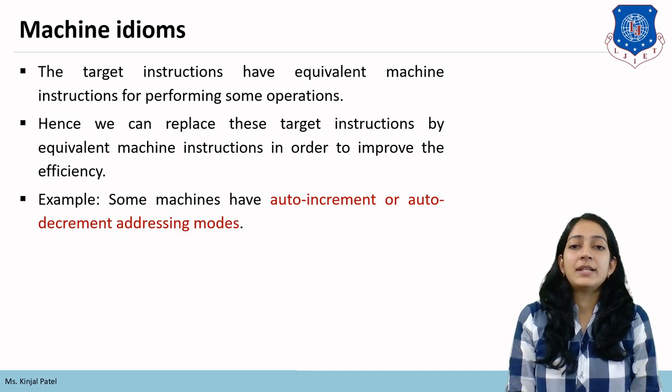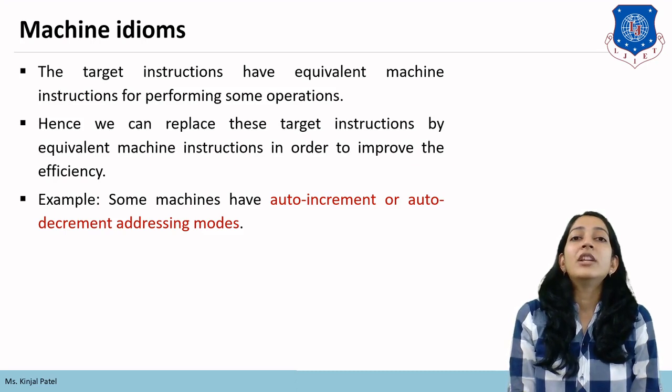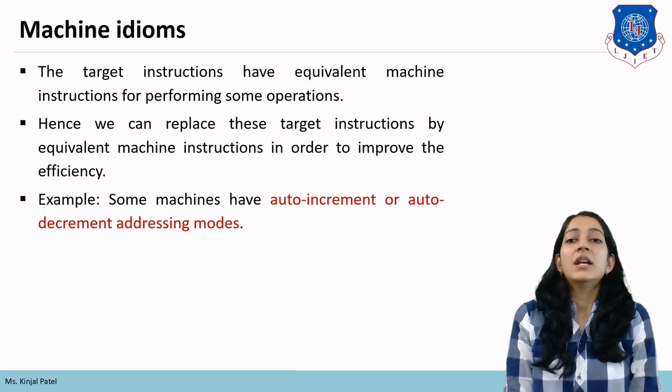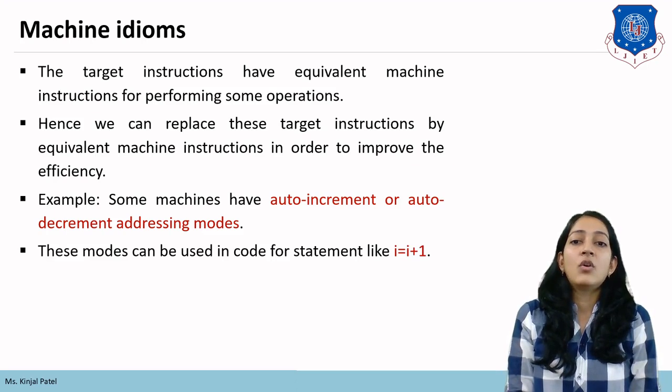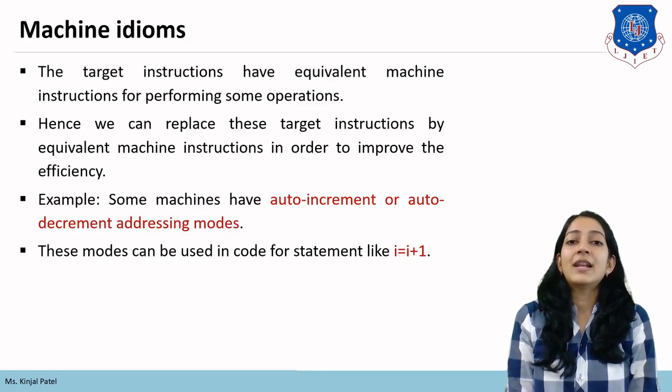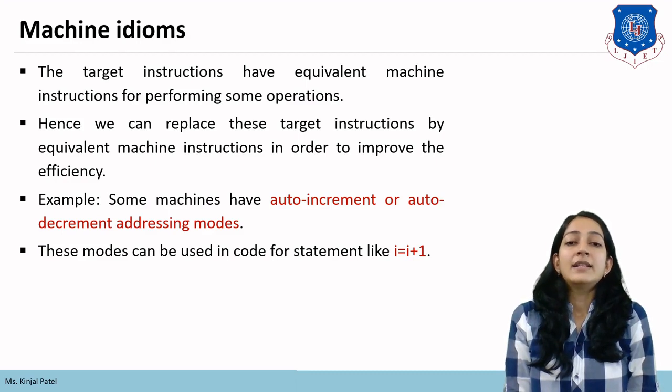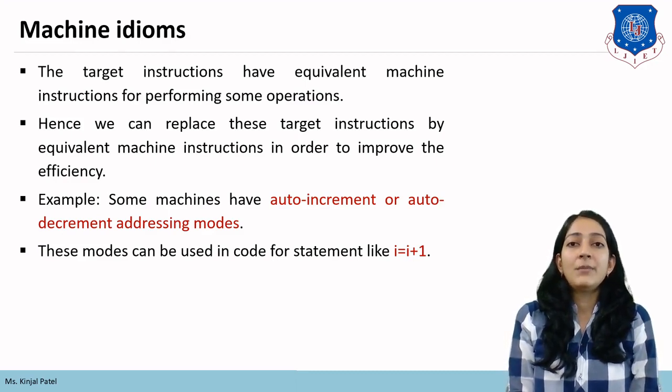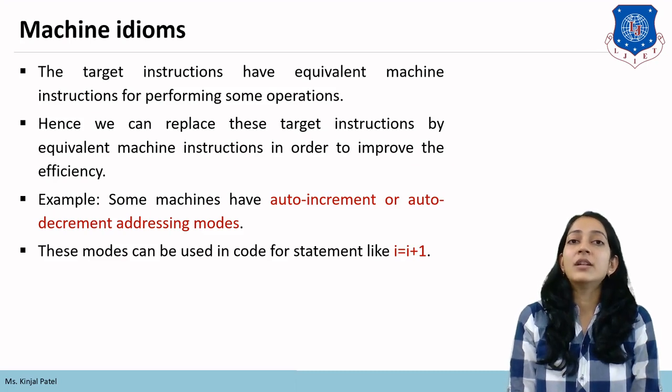An example is that some machines have auto increment and auto decrement addressing modes. So we need not write the expression x = x + 1 or i = i + 1. We need not write this statement like this, but we can directly auto increment the expression like i++, i--. So these expressions have a lower addressing mode. So we should use the auto increment and auto decrement instructions rather than the whole expression i = i + 1 or i = i - 1 respectively.